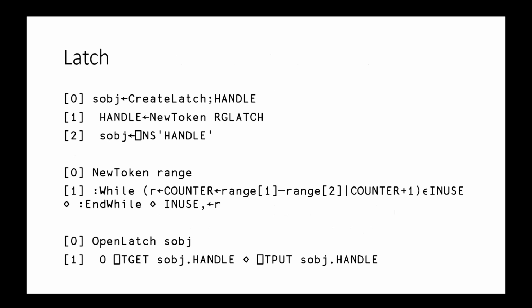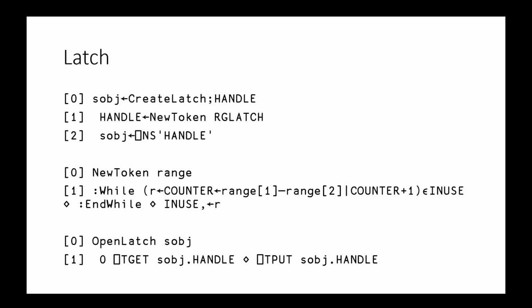This is some of the code, which is really simple even. We create the latch by asking for a new token, and then you just put it in a namespace. When you ask for a new token, it cycles through the range of all tokens for that kind of object, takes the first token it finds available, and assigns it.